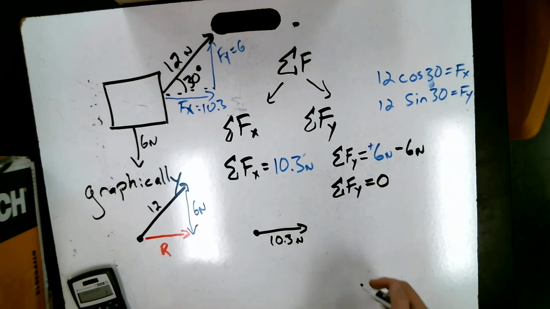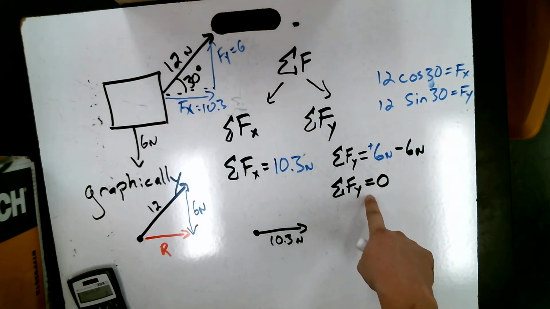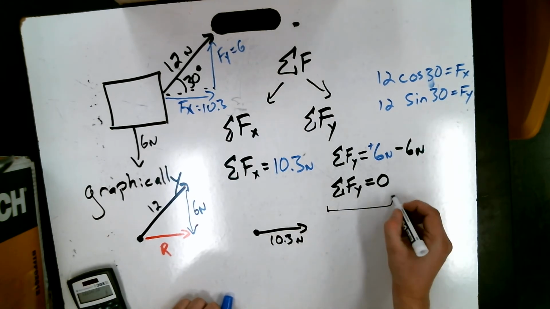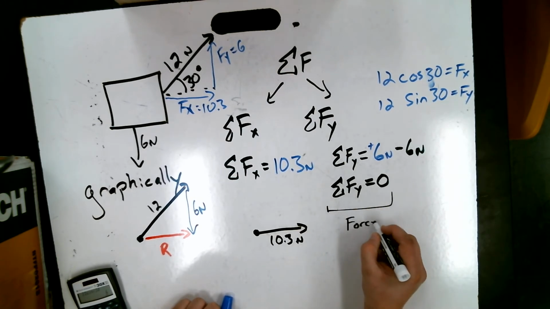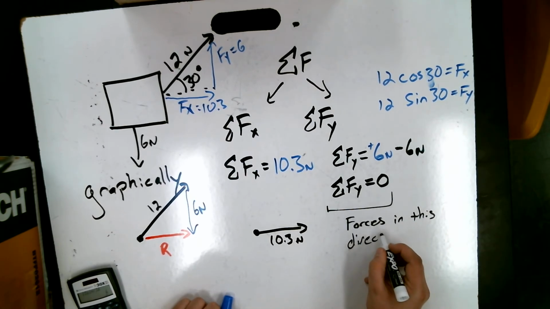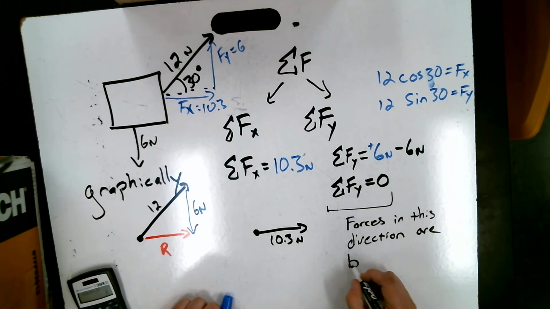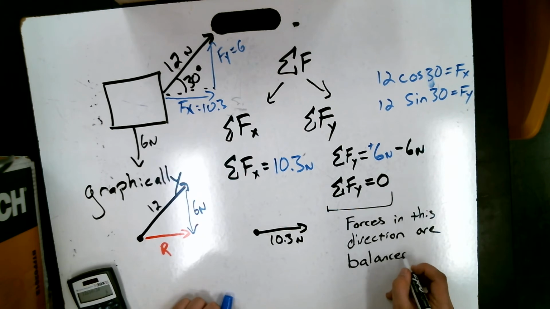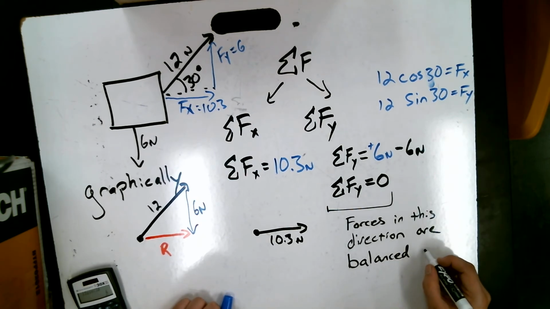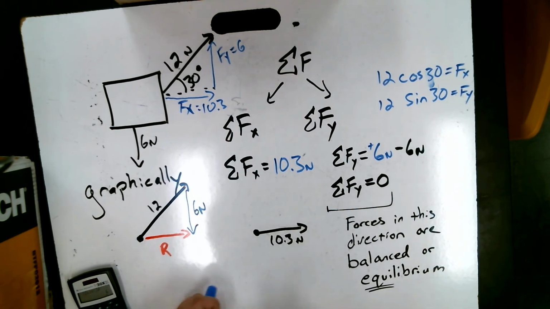Now, there is a special case to be had. When your net force equals 0, that means this is a special condition. The forces in this direction are, there's a couple ways to say it. Generally, we could call it balanced, or we could use the word equilibrium, because the forces are equal in that direction.